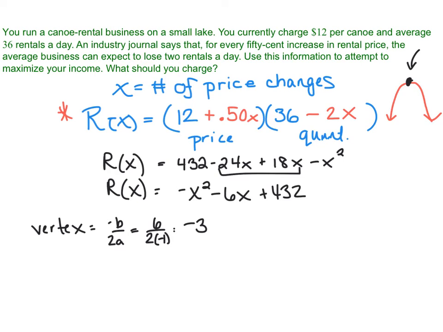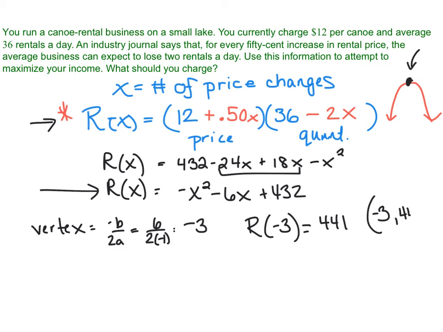So when I do that, I get negative 3 for the x value of my vertex, and I would have to plug that in to the original function. Doesn't matter whether you plug it in here or into this line, but you need to find R of negative 3. So if I toss that in my calculator, I get 441. So my vertex is negative 3, 441. All right, so let's talk about what this means.